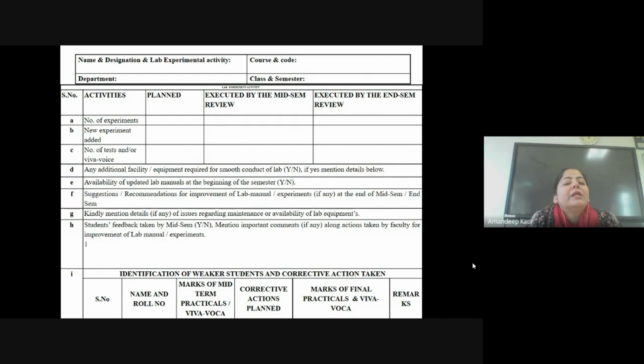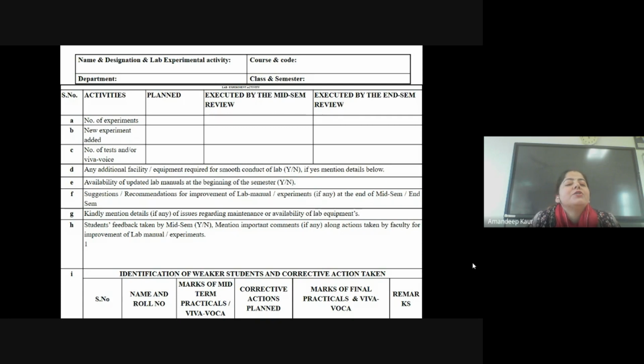Availability of the updated lab manual at the beginning of the semester. If the teacher plans to add any new experiment to a particular course, what details do we need to add in the printed manuals of the students? If yes, the teacher needs to add all the details before the initiation of the semester.